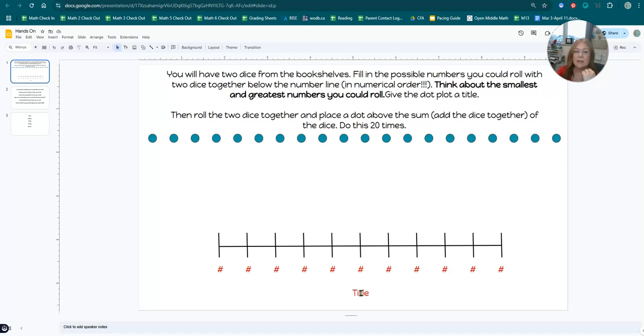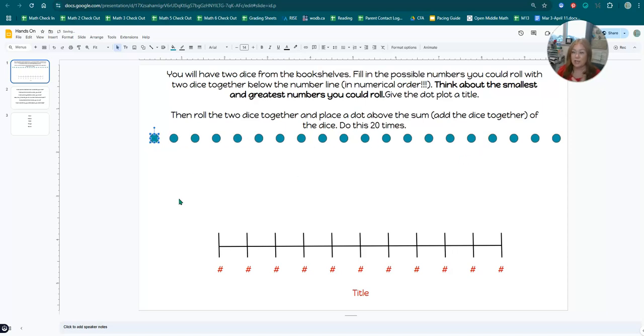We're rolling dice. So now you're going to roll your 2 dice together and you're going to place a dot above the sum when we add the dice together. You're going to do this 20 times, once for each dot. So you're rolling your dice, adding them up, and then you're going to move the dots, right? If I rolled a whatever number this is, I'd move it here, repeat. This may be a little easier with a mouse to grab the dot.